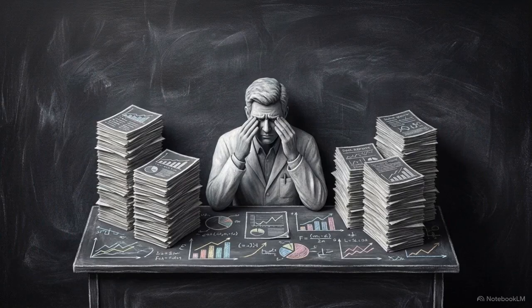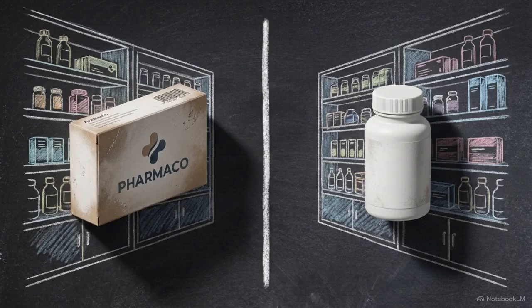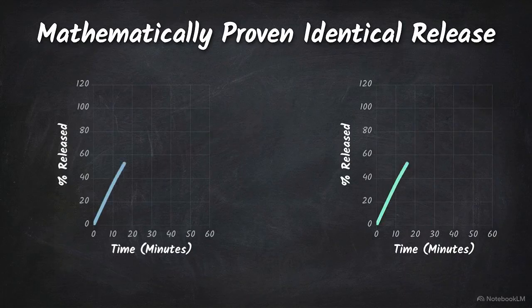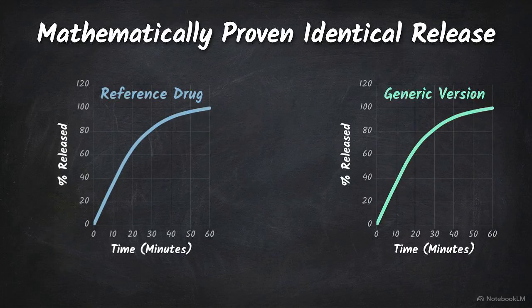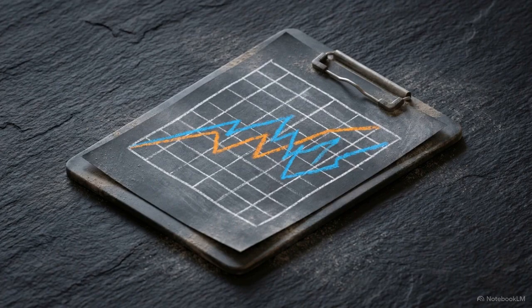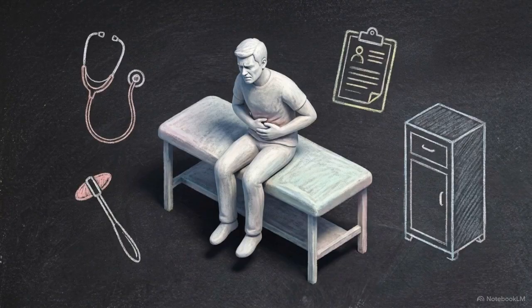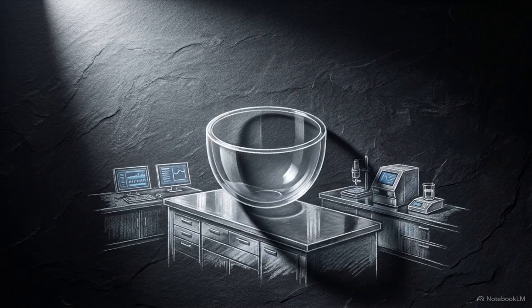For generic drug manufacturers, this presents a massive challenge. They cannot simply copy the ingredients of an expensive original drug. They have to mathematically prove their version releases the medication at the exact same rate. If the generic's dissolution profile doesn't perfectly mirror the reference drug, the patient's absorption is thrown off, directly compromising their treatment and safety. Let's look at how this works in practice.